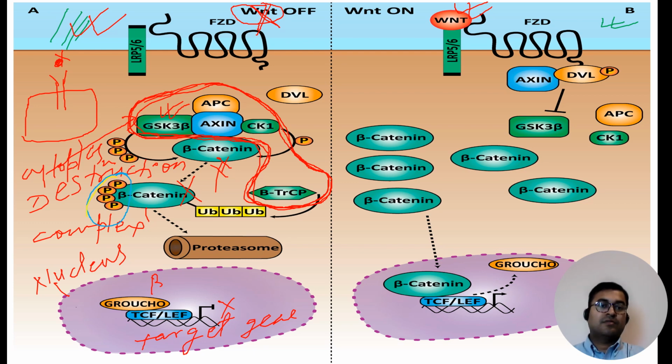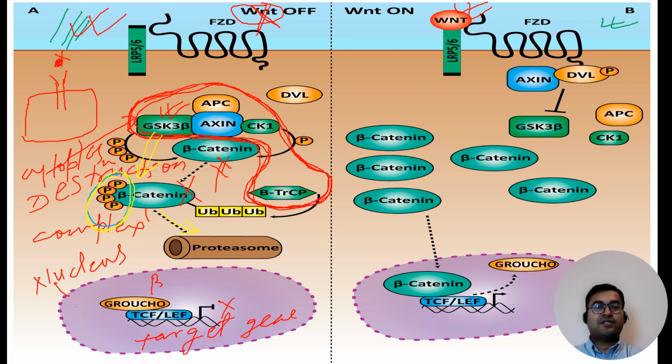Now this phosphorylated beta-Catenin undergoes proteasomal degradation. There is one structure inside the cell called the proteasome, which is involved in destroying proteins. So once beta-Catenin is phosphorylated by this GSK3 beta, this beta-Catenin is destroyed by this proteasome.